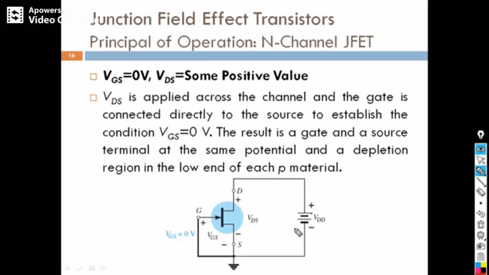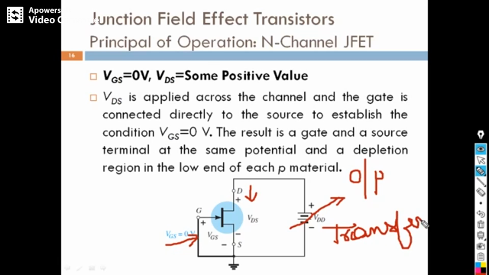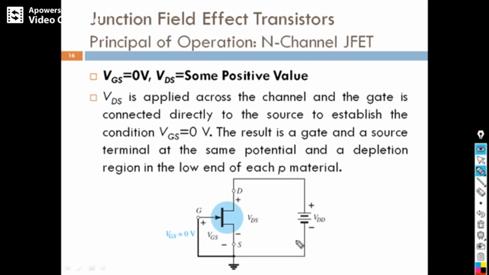So now we have to see, by varying this reverse bias voltage, how the current will be modified, and that is known as output characteristics. First we have to see output characteristics. Then after that, by varying VGS, how the current ID will be modified, that is called transfer characteristics. So we will see first, initially with VGS at 0, how this works.